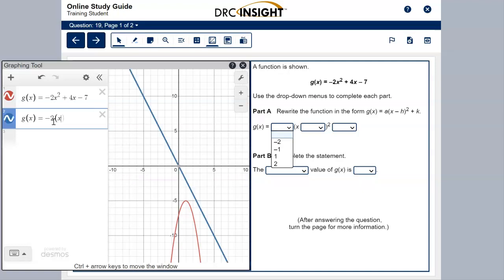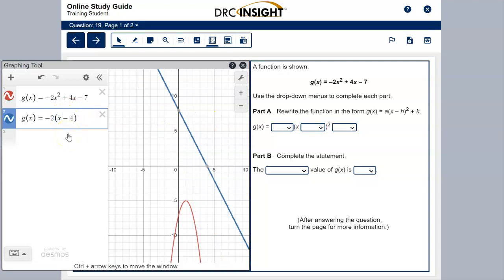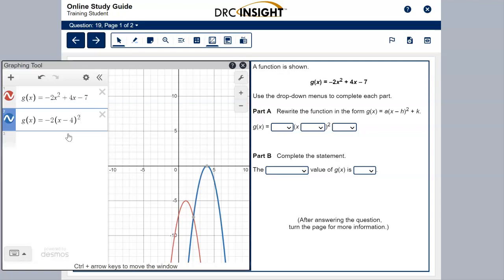And then we're going to do x, and then we need to do plus or minus something. So let's see. Let's do minus 4. We'll just do the first ones on all these. And then we'll do shift 6, and we'll square it. And then the last one, let's go ahead and do the first one, which is minus 7.